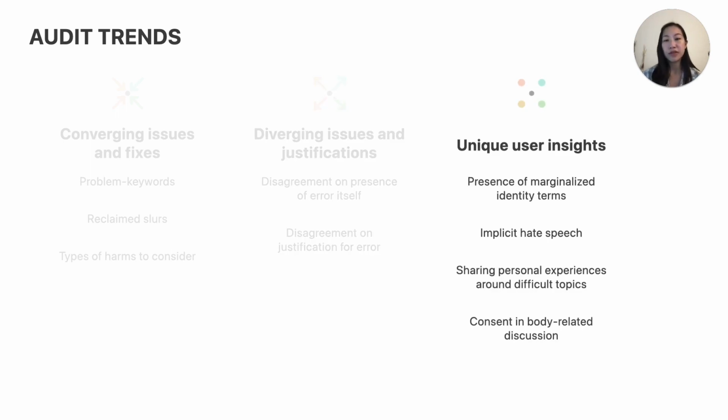Then there were unique user insights, cases where users were able to identify unique system issues that other users did not identify and that had not received much attention in previous audits. For example, users investigated issues related to the presence of marginalized identity terms related to their own identity, and one user raised the issue that the system missed nuance and awareness of consent in body-related discussion.